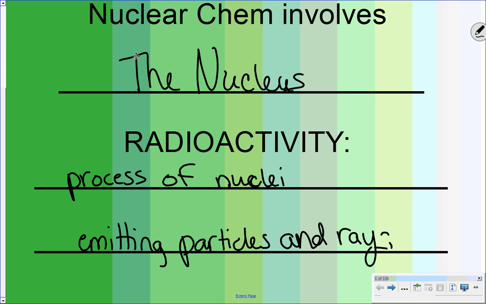You've heard of radioactivity before. Radioactivity is the process of nuclei emitting particles and rays. Keep in mind, particles are actually matter, and rays are just energies. They actually have no mass. Emitting, remember, means to give off. So in this unit, we're going to talk about nuclei actually giving away particles and rays.